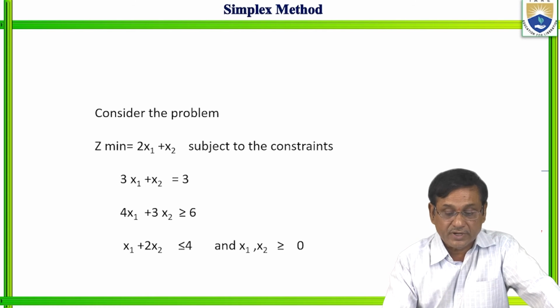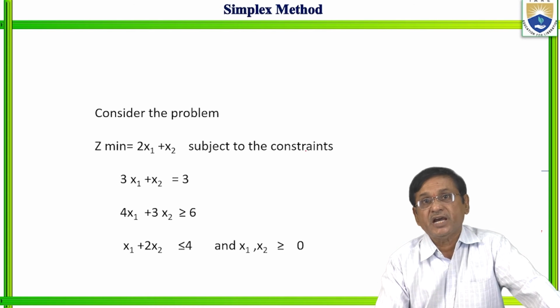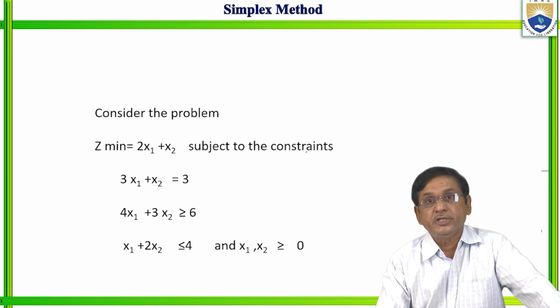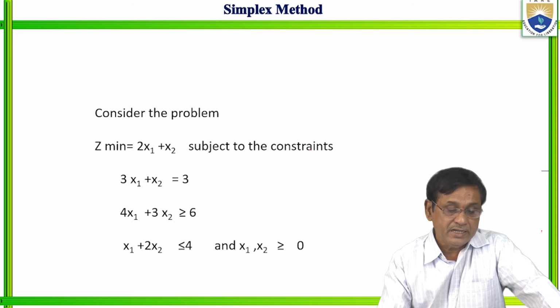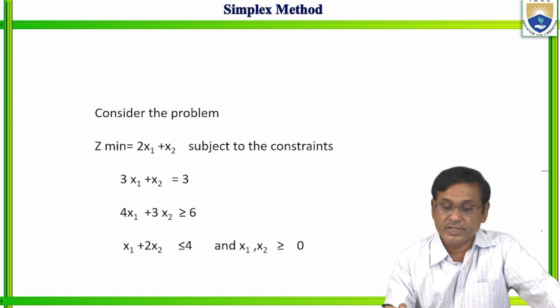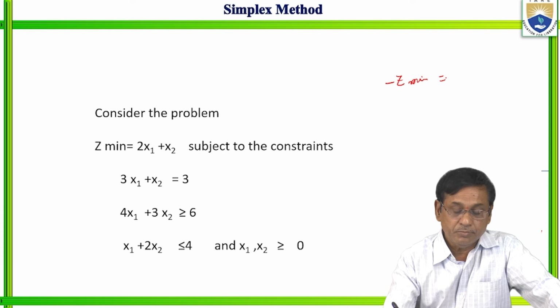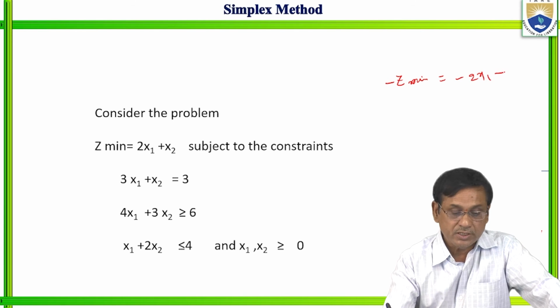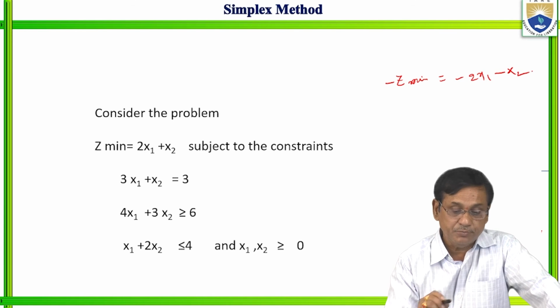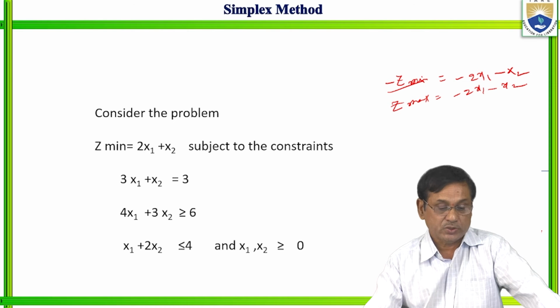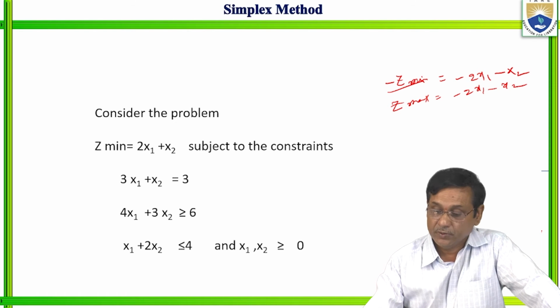First, when the given function is minimization, that should be converted into maximization. How to convert minimization into maximization? Multiply the entire objective by a negative sign. That means minus z minimum is equal to minus 2x1 minus x2. So the objective is converted. Minus z minimum, you can write as z max. So z max is equal to minus 2x1 minus x2. That is the first step we have to consider.